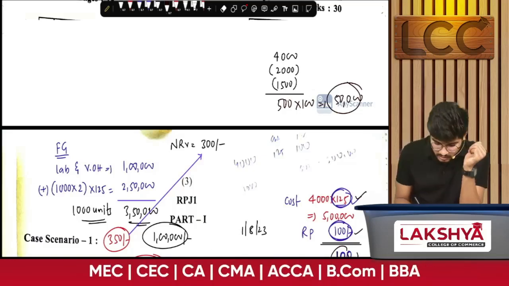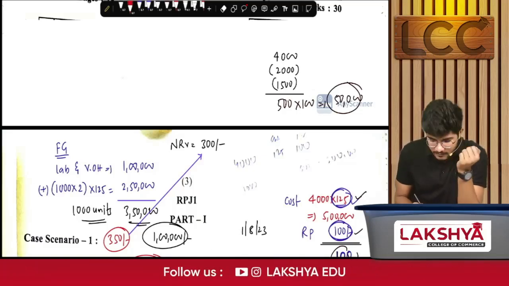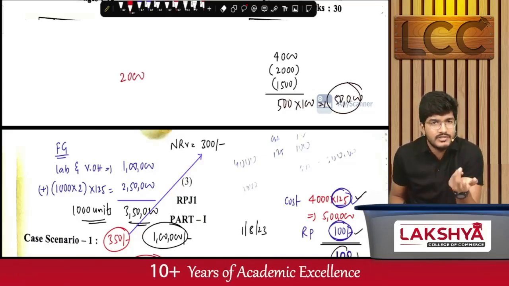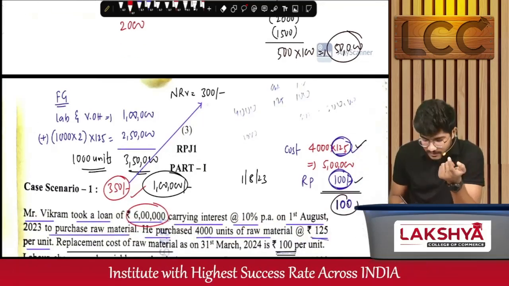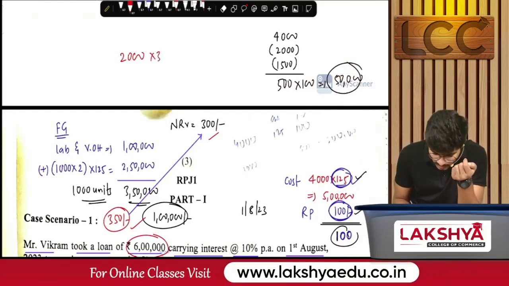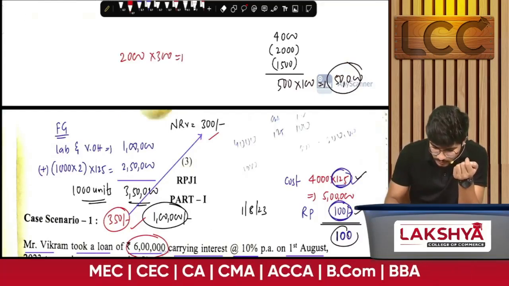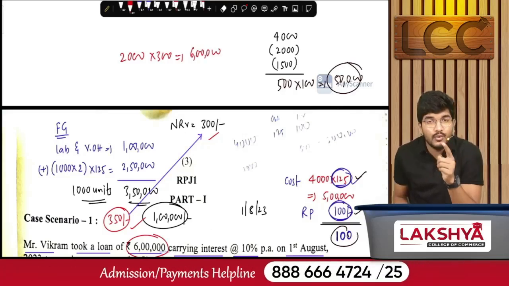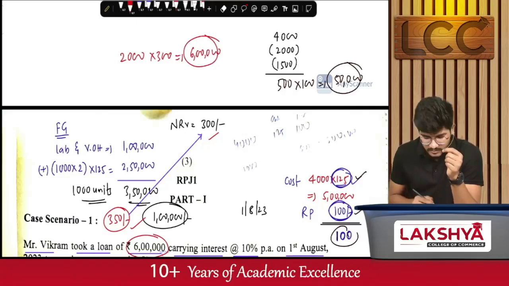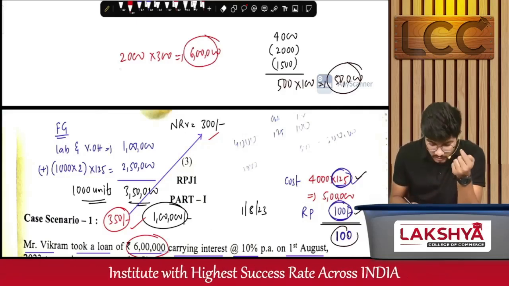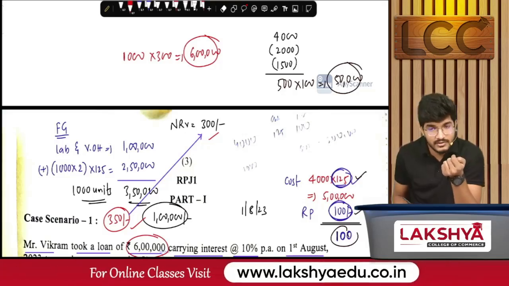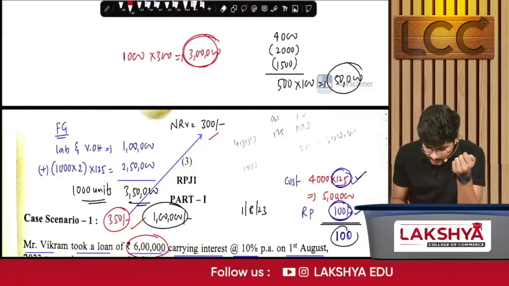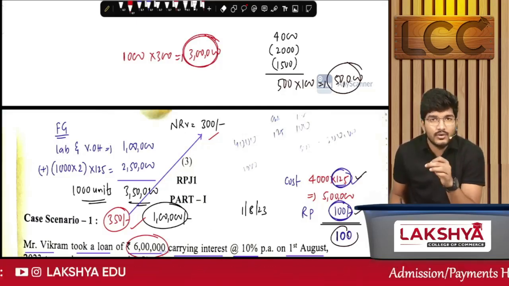Now coming to finished good. Total finished good manufactured by Mr. Vikram is 2,000 units. And finished good valuation as per AS 2 is cost or NRV, whichever is lower. Cost per unit is 350, NRV per unit is 300. So 200 into 300 comes to 6 lakhs. Sorry, total manufactured finished goods are 1,000, right? Yes. So 1,000 into 300 is 3 lakhs. So 3 lakhs is the value of finished good.